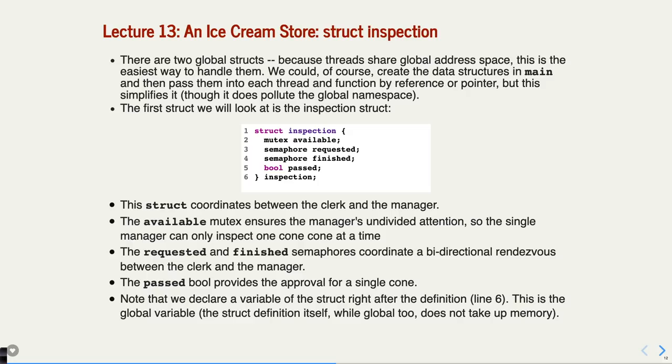Let's look at the structs here. If you're in 106A or 106B, you would probably cringe if you saw this model, that there's some global struct here. All right? Why?